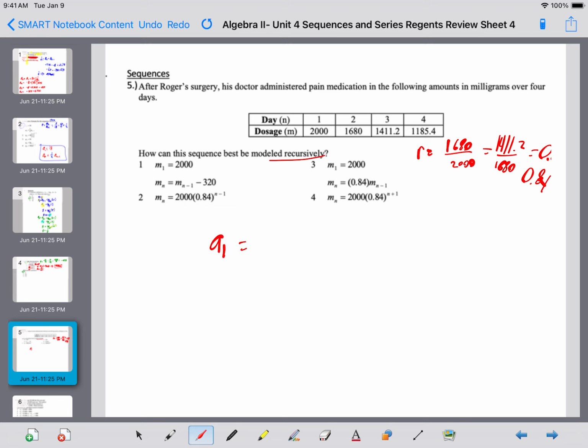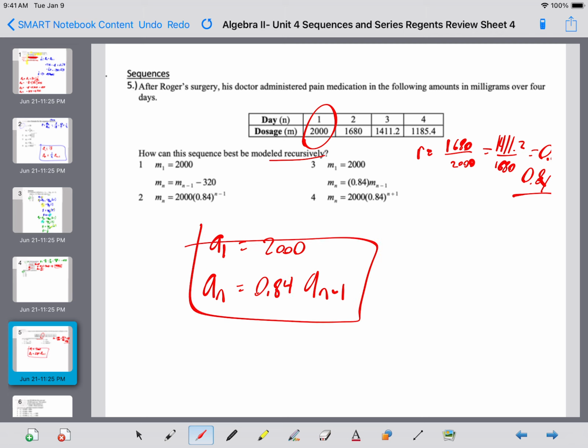How can this be modeled recursively? Remember, you have to show the first term. The first term is 2,000. Now you want to show a relationship between a term and its previous term. What's happening? You're multiplying by that common ratio of 0.84. So we have to look for something very similar to that. Looks like that would be 3.